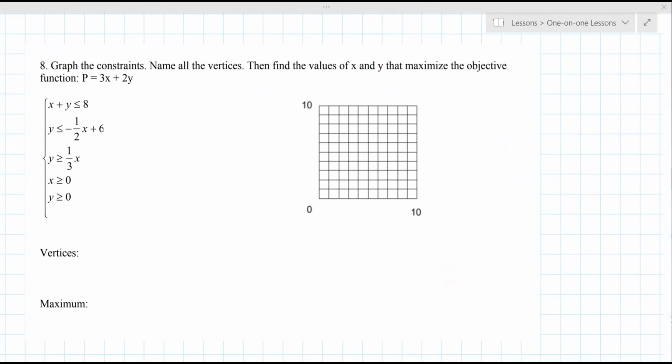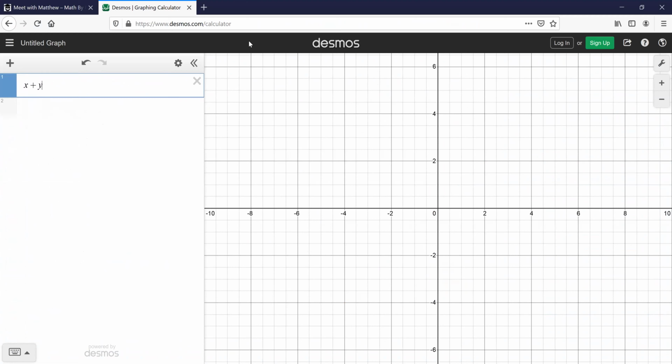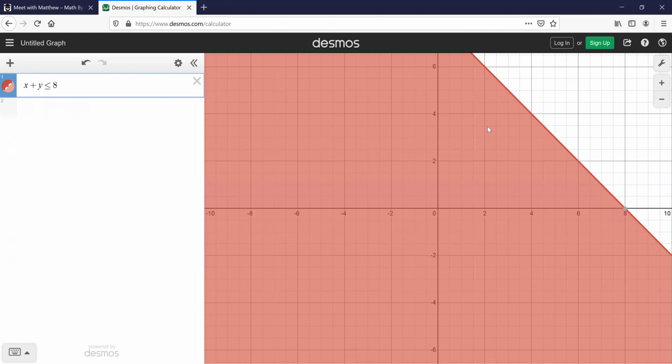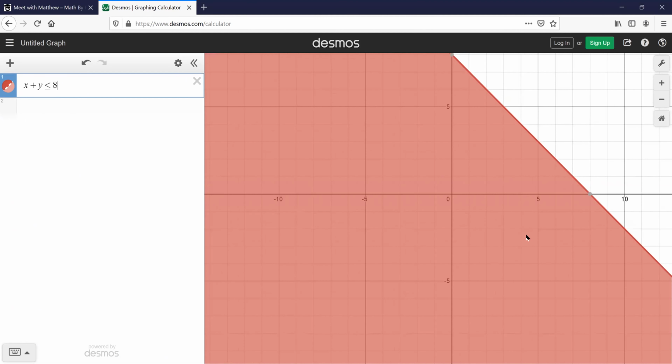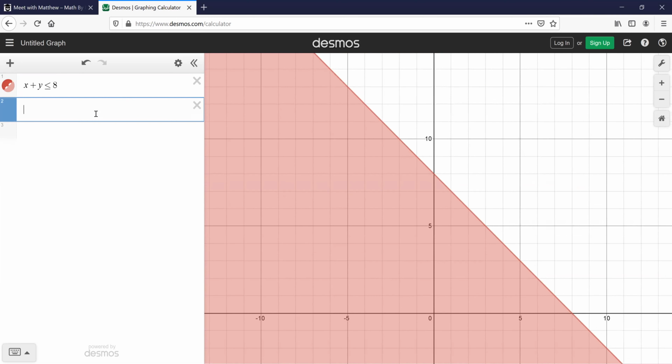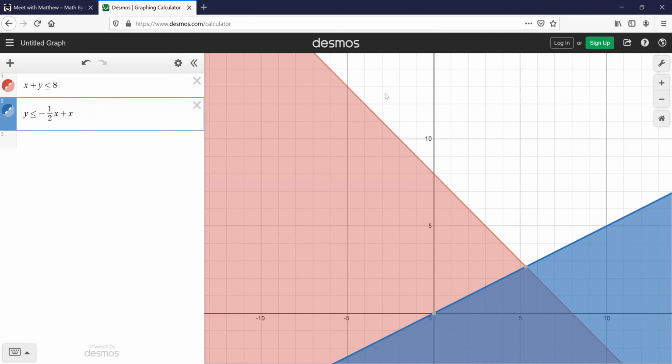Share Desmos, and we're going to look at this together. So x plus y less than or equal to 8, something like that. And then y less than or equal to minus 1/2 x plus 6. So currently you can click there and find that vertex point. The thing that might not be really useful is that the decimals don't tell you the fractional answers, but that's okay.